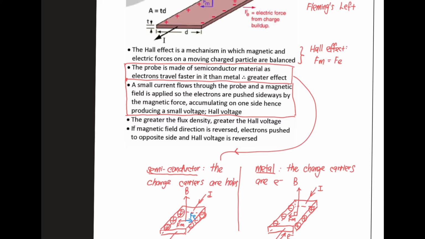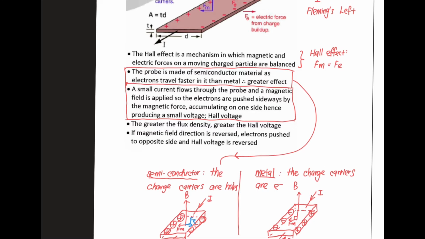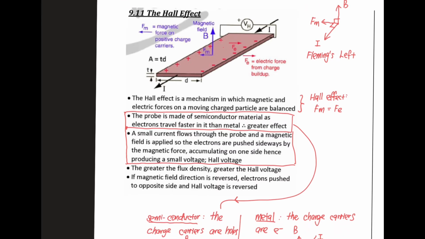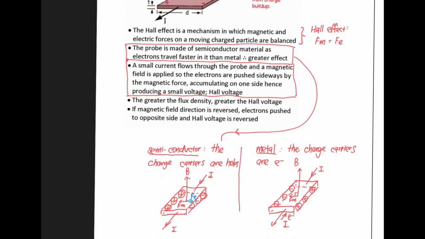Now Hall voltage. Let's take a look at the picture. You can measure the Hall voltage by connecting the voltmeter to the positive side and the negative side, then it creates a potential difference that is called Hall voltage. Hall voltage is measured in that particular way. Okay, we move on. Next point.